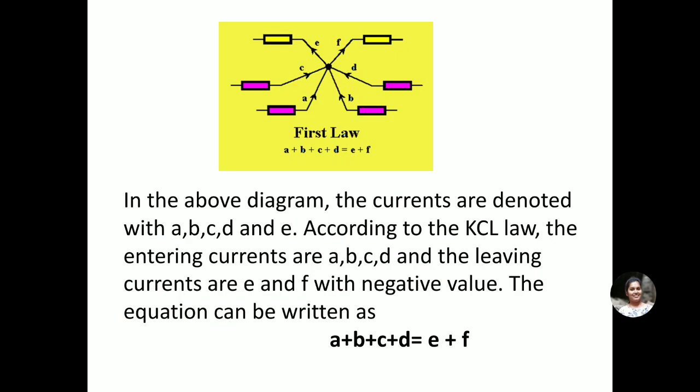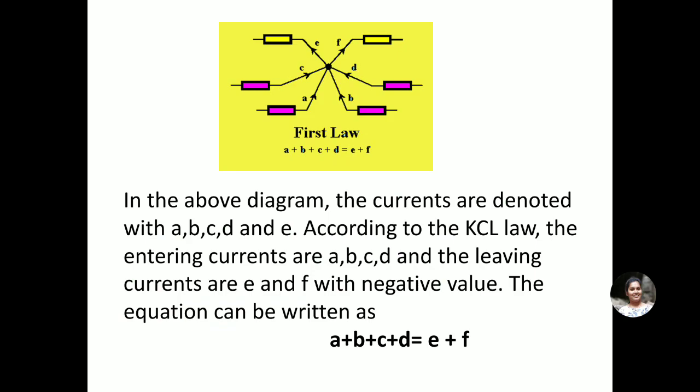Coming to the other example, here also there is one circuit to which some resistors are connected, and it has 6 branches, branch A, B, C, D, E and F. All these branches are connected to one point, and that point is called a node, or simply a junction. This is indicated with a dot. So what are the incoming currents to the node here? We see A is incoming, B incoming, C and D are incoming, whereas E and F are outgoing.